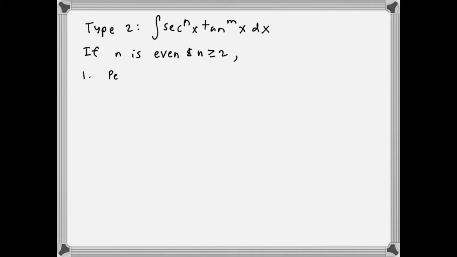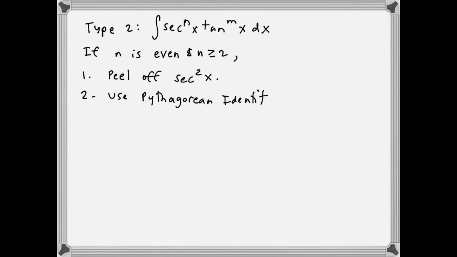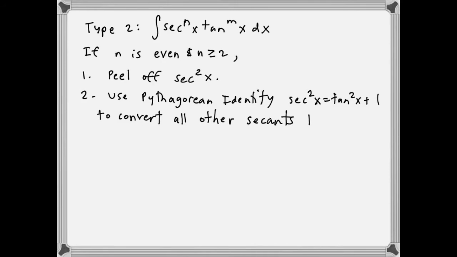Step 1 is you're going to peel off a secant squared x. And step 2, you're going to do what you did before, which is change all of the secants over to tangent. So use the Pythagorean identity secant squared x is equal to tan squared x plus 1. You're going to use that to convert all other secants to tangents.